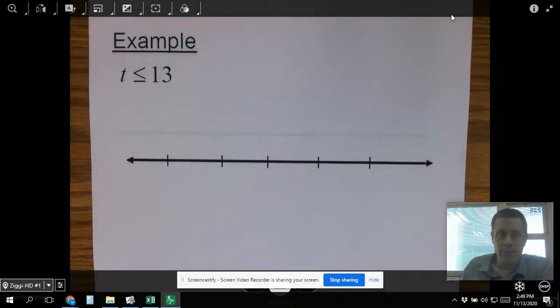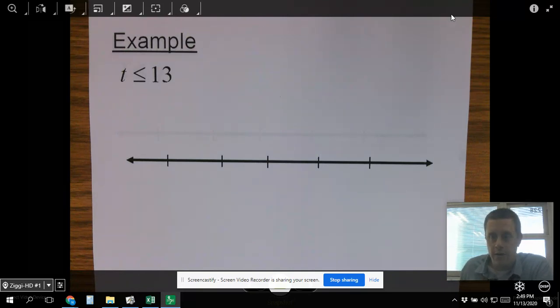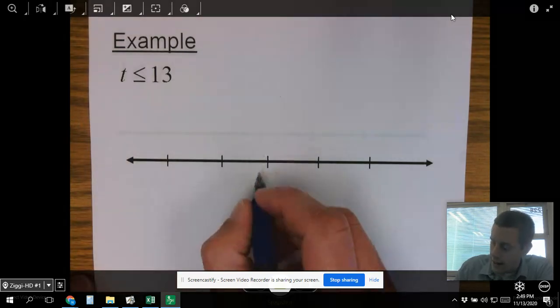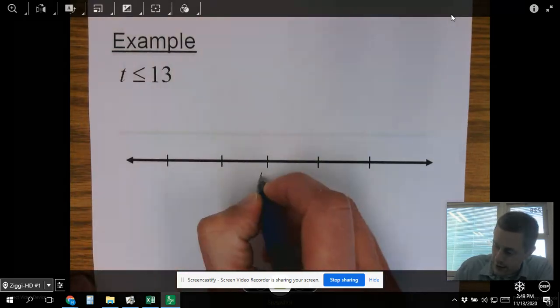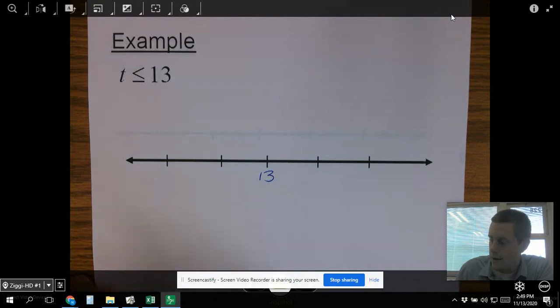All right, our next example, t is less than or equal to 13. Again, you're going to need to draw yourself a number line on your sheet of paper. Pause the video, give yourself a number line with 5 tick marks, and then hit play when you're ready to graph with me. So t is less than or equal to 13.